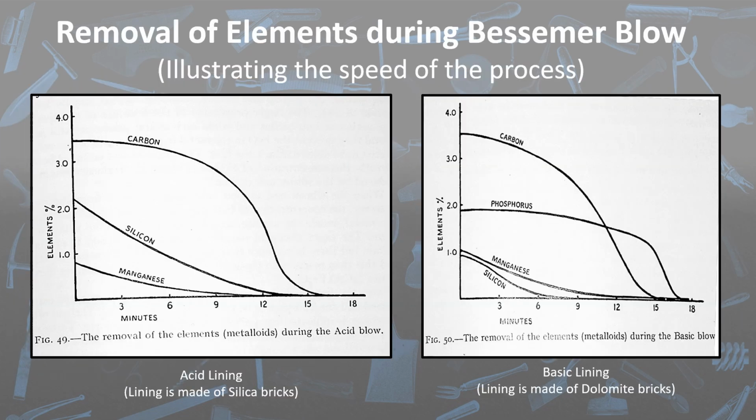The speed of the process was very high, and all impurities were removed in about 18 minutes in both the acid-lined furnace and the basic-lined furnace. As you can see, the basic-lined furnace removed the phosphorus. In both converters, the process had to be stopped at a specific time to produce steel of a specific carbon content. The process was therefore rather difficult to control, and Mushet's invention was critical to resolve this.